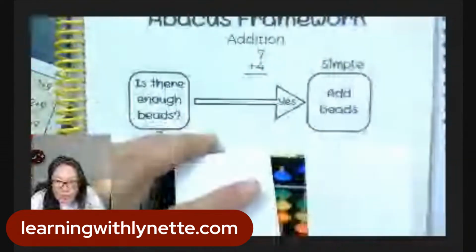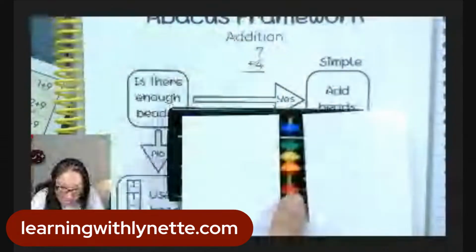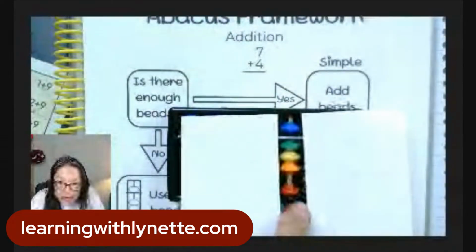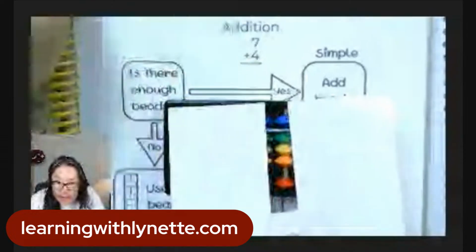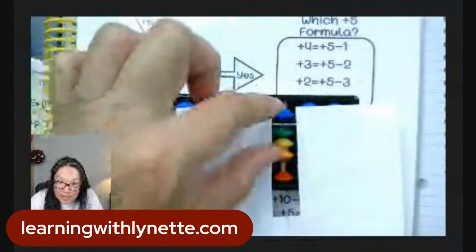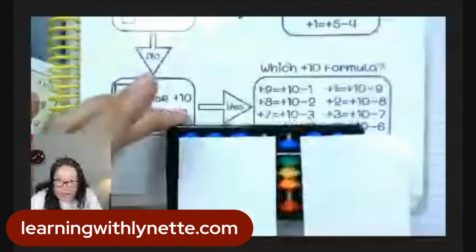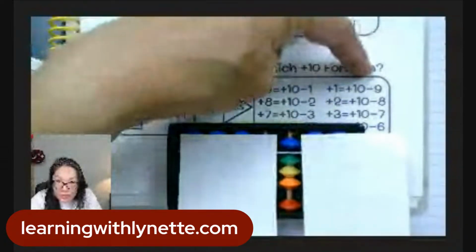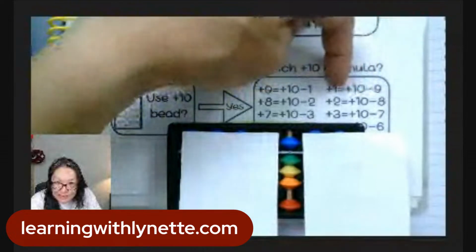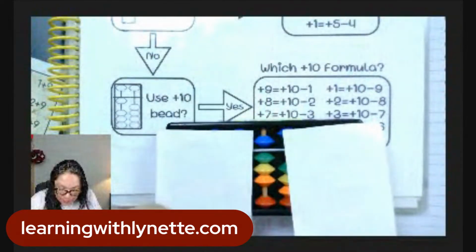So when we look, we want to plus the 2. Can we add the 2? No, we cannot add any more 2. There's only one bead here. So what do we do? Can we add the 5? No, we cannot add it because it's already there. So then we have to go to this one. Plus 2 is equal to minus the 8 plus the 10.